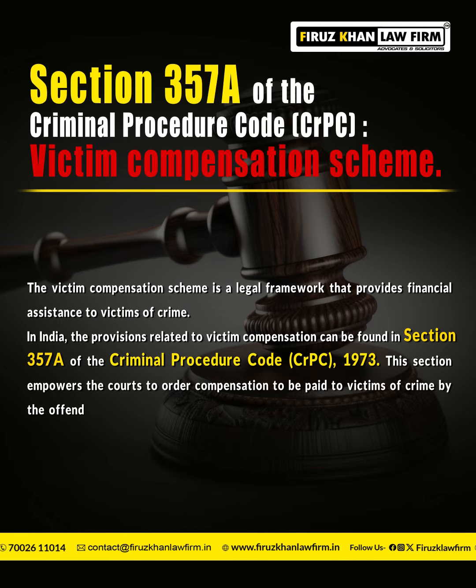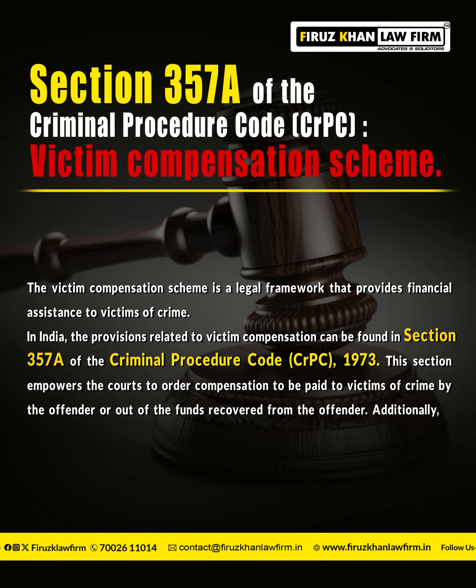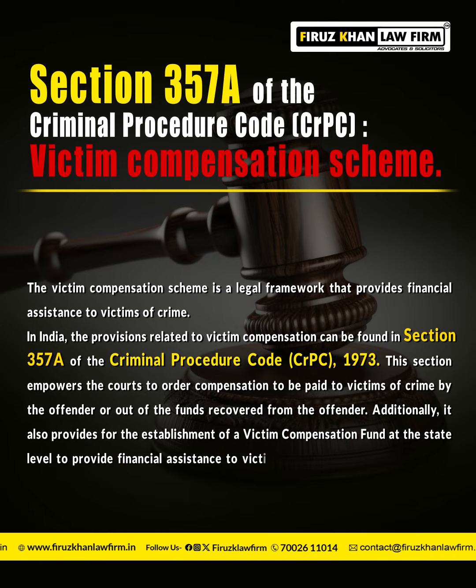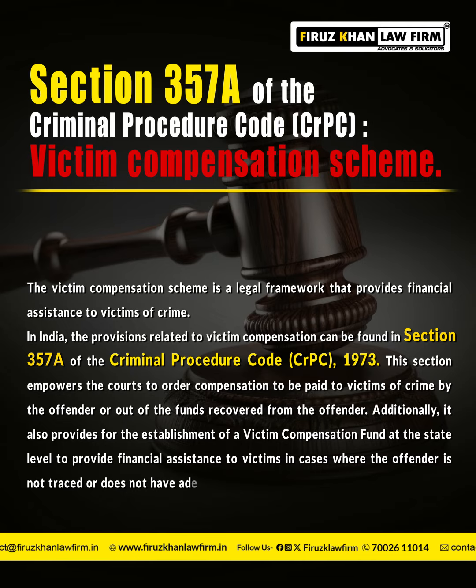1973. This section empowers the courts to order compensation to be paid to victims of crime by the offender or out of the funds recovered from the offender. Additionally, it also provides for the establishment of a victim compensation fund at the state level to provide financial assistance to victims in cases where the offender is not traced or does not have adequate means to pay compensation.